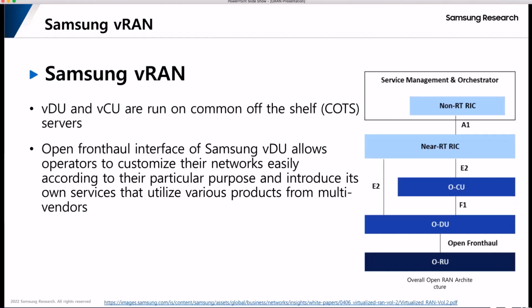So here on the right, we have again the overall Open RAN architecture. The Open RAN also has a lot of documents, so that anyone can easily access them, including the specifications for the different interfaces and components. So here we have the Open Front Haul interface. For Samsung's VDU, they have the Open Front Haul interface as well. This would allow operators to choose different radio units from different vendors. And this also means that multi-vendor DU-RU interoperability can be realized.